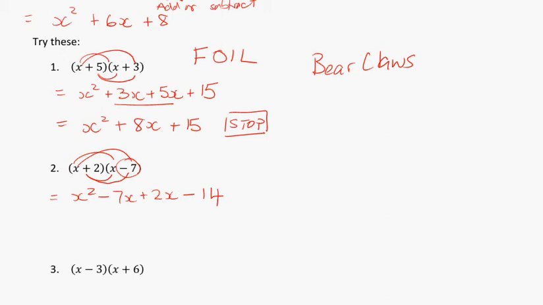Remember your integer addition and subtraction. Simplify your middle terms. And that's why we did all those questions on integer addition and subtraction, because this is where you need to use it. Minus 7x plus 2x, so you're down 7 and you come up 2, so you're still down 5. Minus 14.